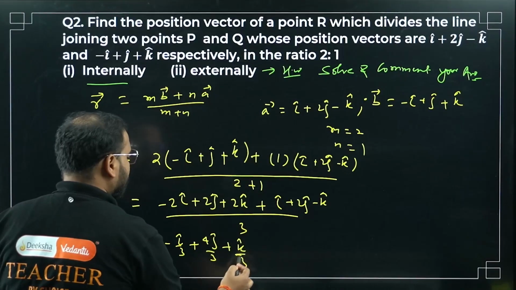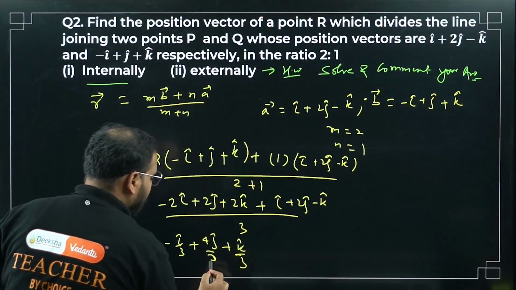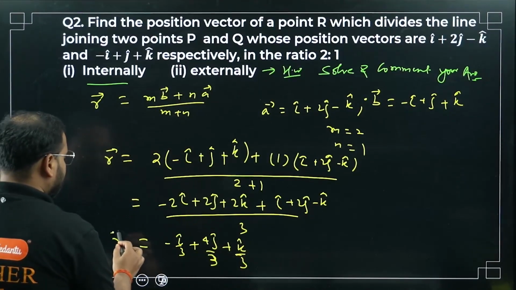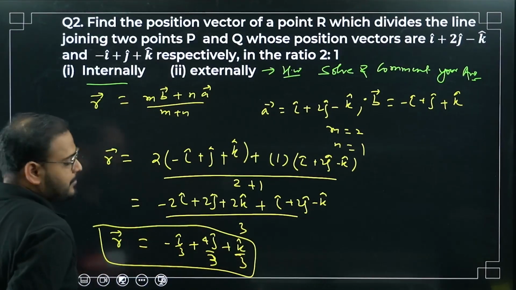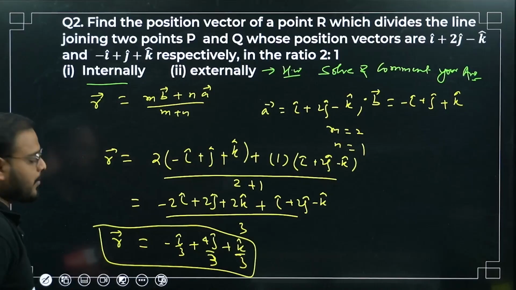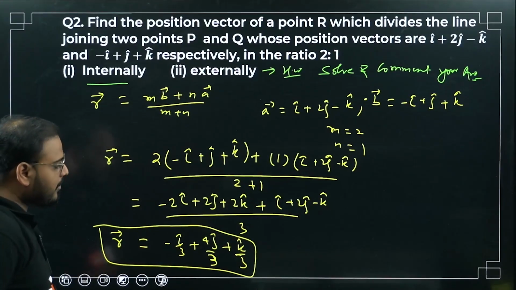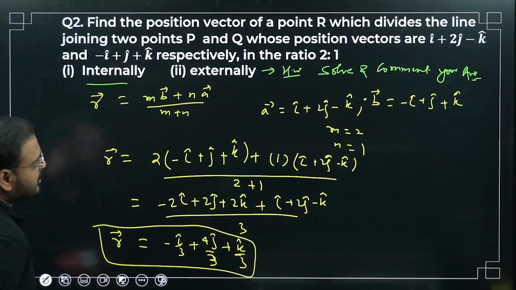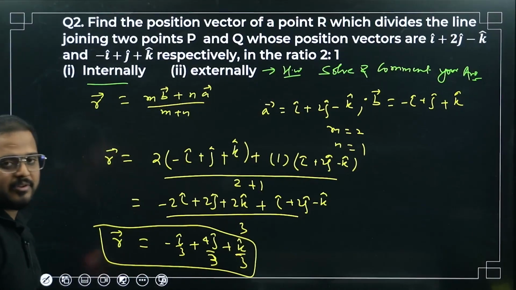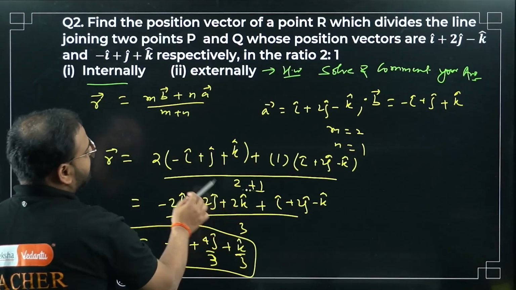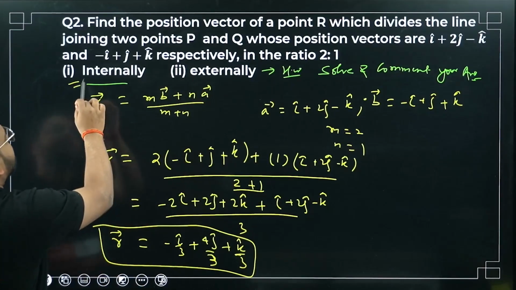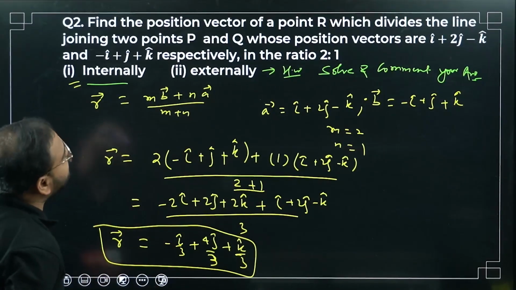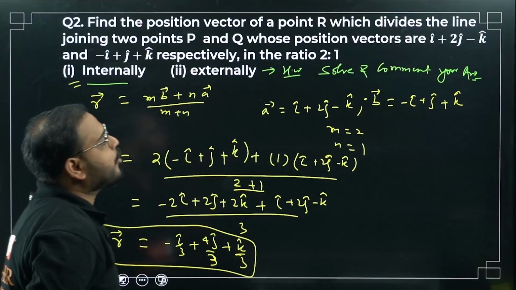This is the position vector of which point? Of the point P, okay, given as vector R. Final answer. Please check. Okay, I hope this is visible to you. Minus i cap by 3 plus 4j cap by 3 plus k cap by 3. Why 3? Because M plus N is 2 plus 1, which is 3. Simple problem. The internal division I've done. External division you have to do from your side. Please solve and comment your answer.